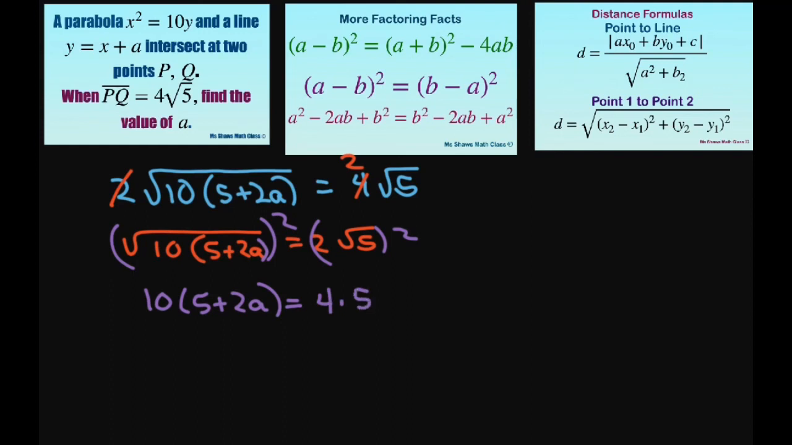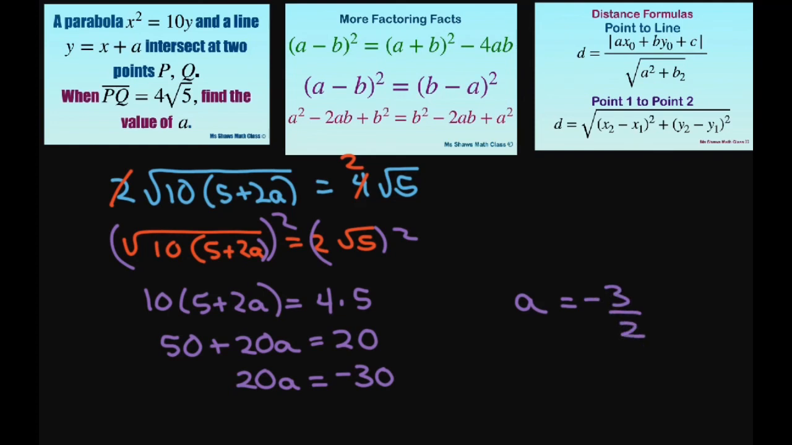So let's see what we get. We're going to get 50 plus 20a equals 20. Therefore, 20a equals negative 30. And solving for a, you're going to get a equals negative 3 divided by 2. You can go ahead and cancel these zeros out right away and just divide by 2.